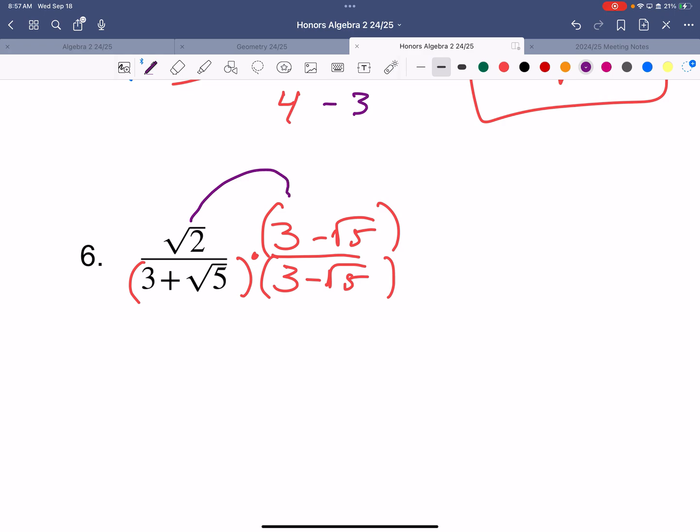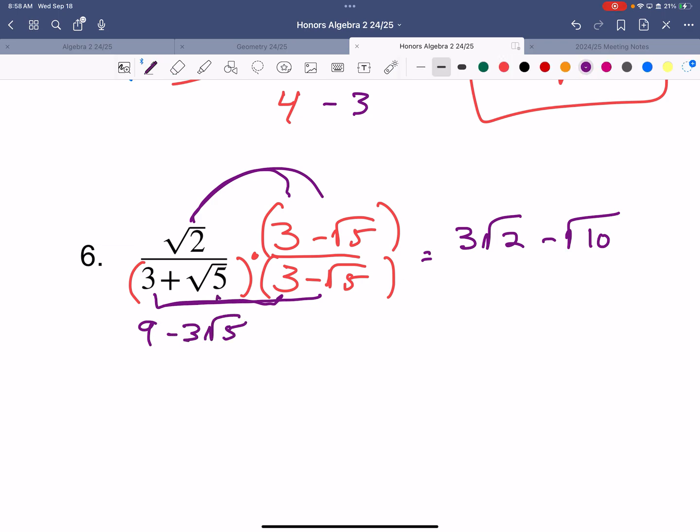Okay, so we do the numerator. That gives us 3 radical 2 minus radical 10. Denominator, I'm going to do it right here. 3 times 3 is 9. Plus, or minus, I guess it's probably minus. Minus 3 radical 5 plus 3 radical 5 minus radical 25.